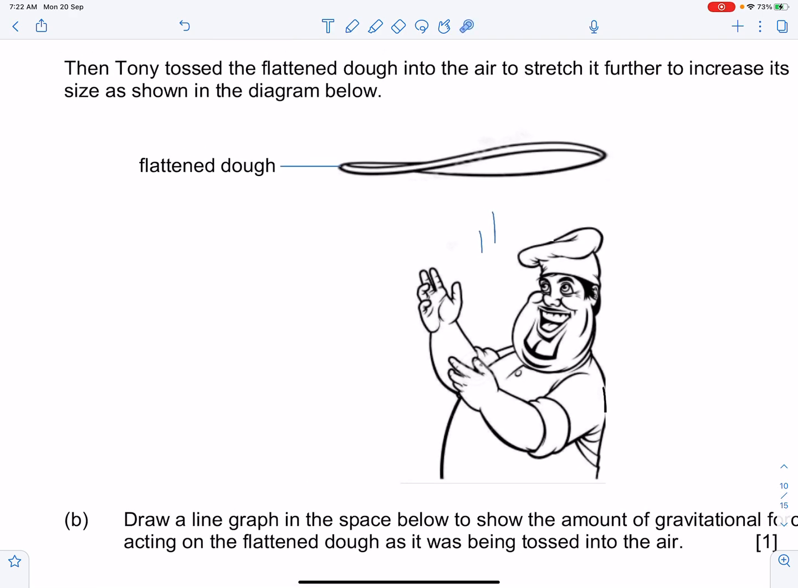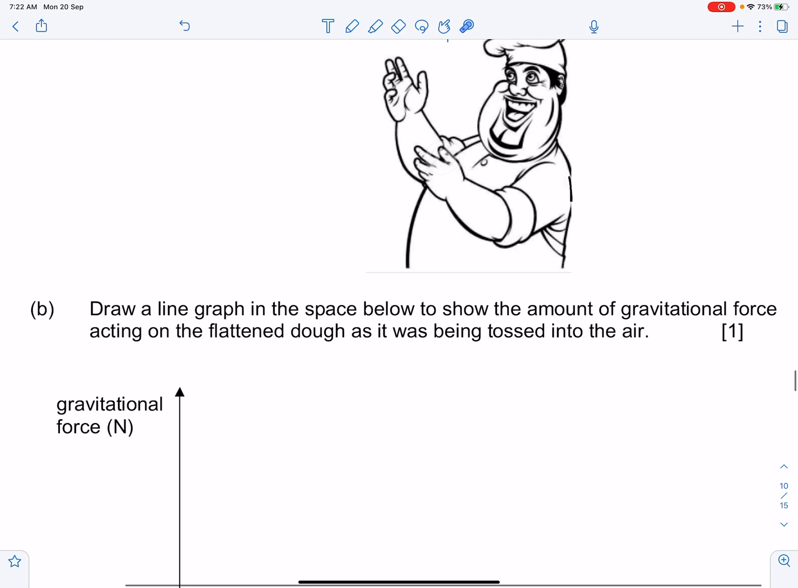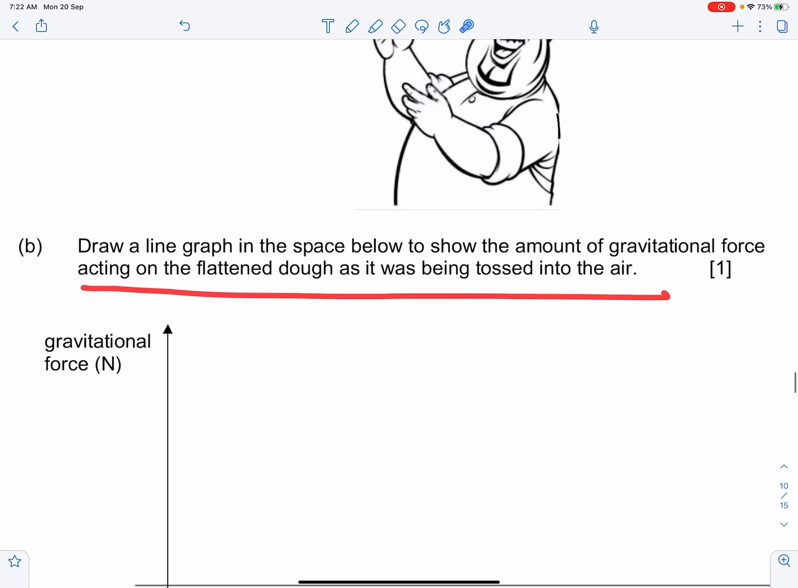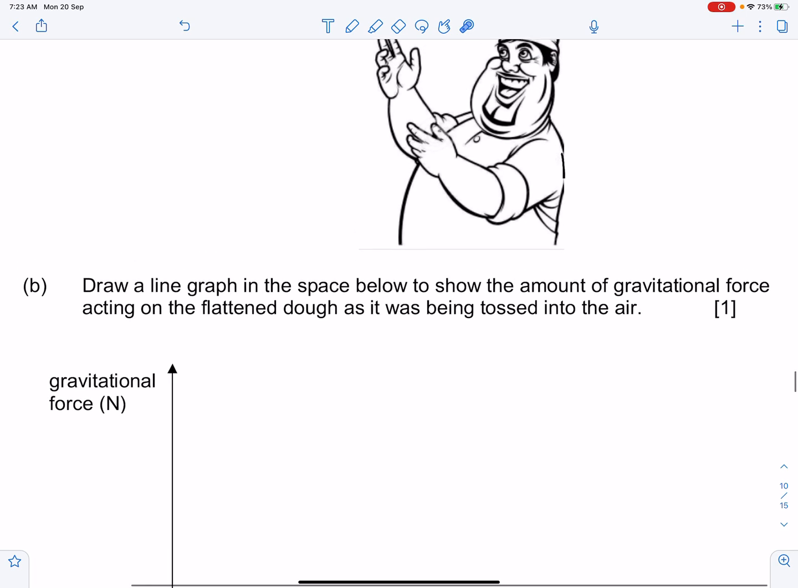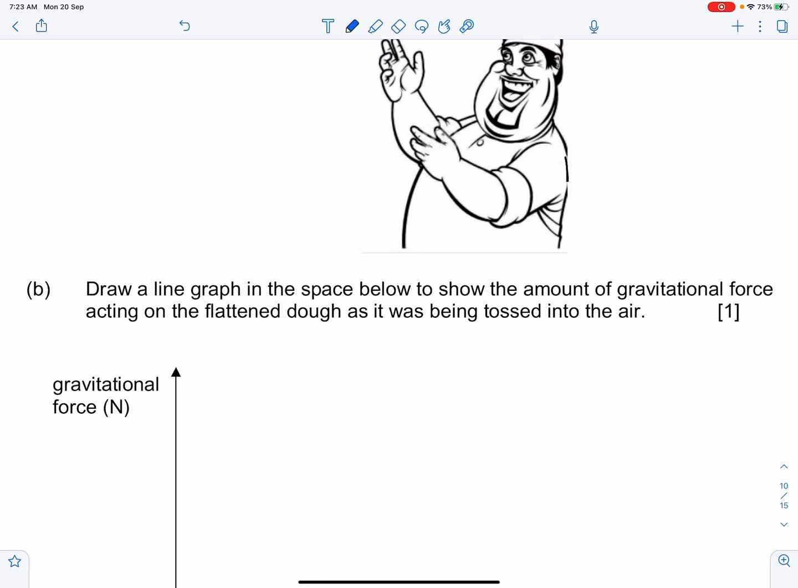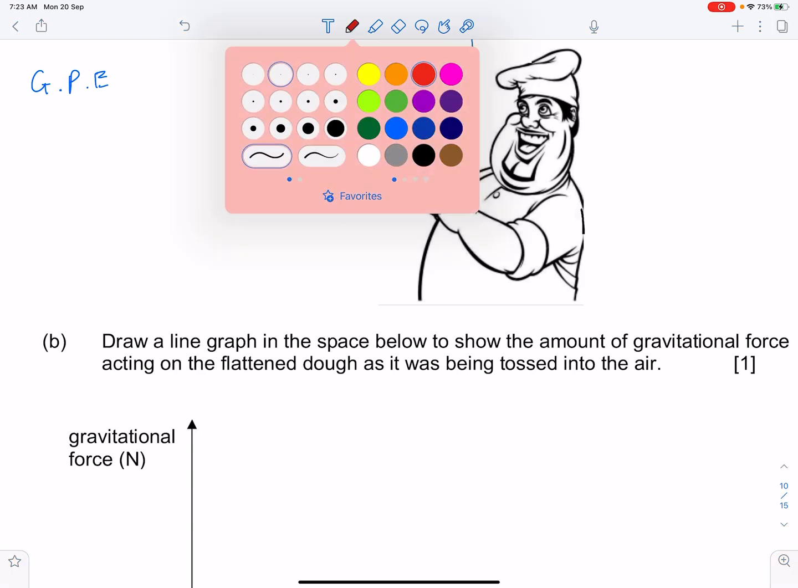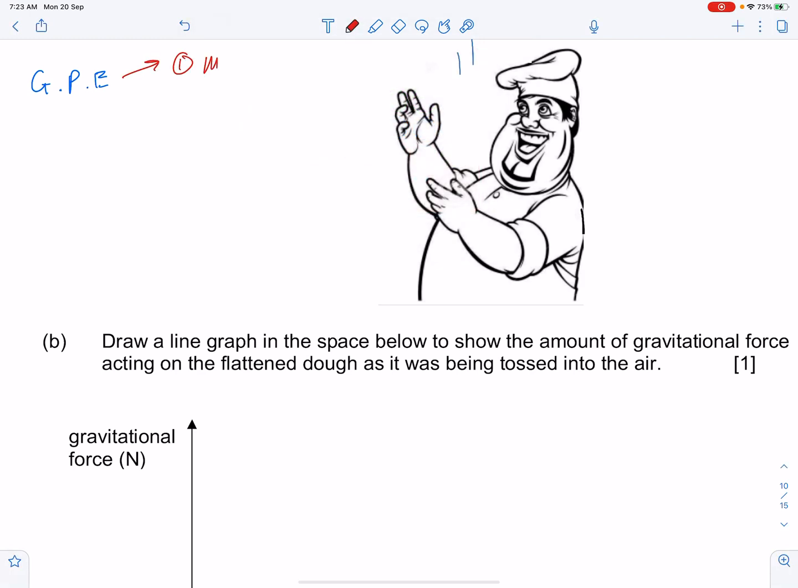Now, Tony tossed the flattened dough into the air and stretched it further to increase its size as shown in the diagram. Draw a line graph in the space below to show the amount of gravitational force acting on the flattened dough as it's being tossed into the air. Now this is actually a very common misconception that I want to take some time to explain. So always remember this, your GPE, which is gravitational potential energy, is affected by two things. One is the mass, and your second is your height, your physical location.